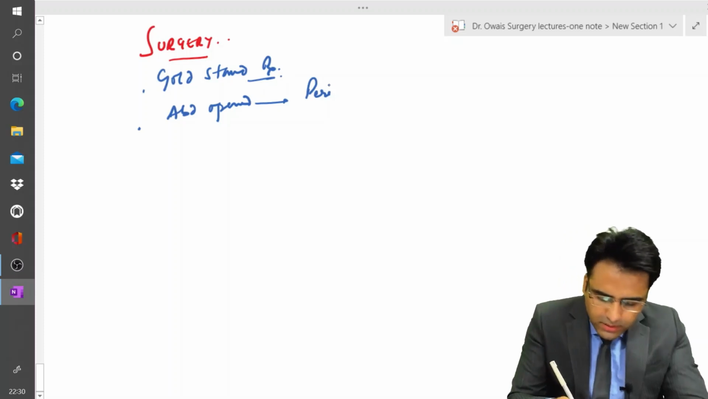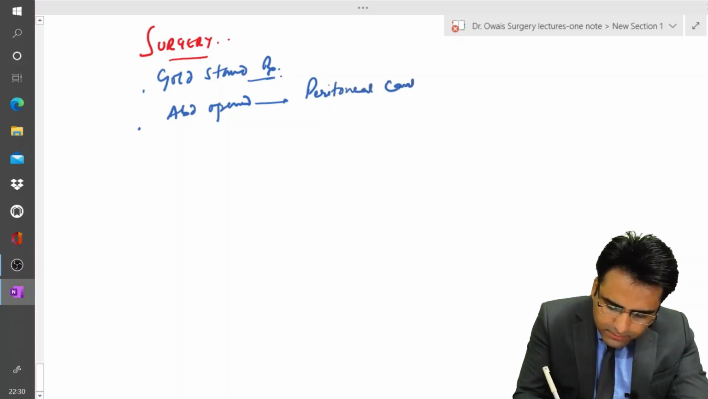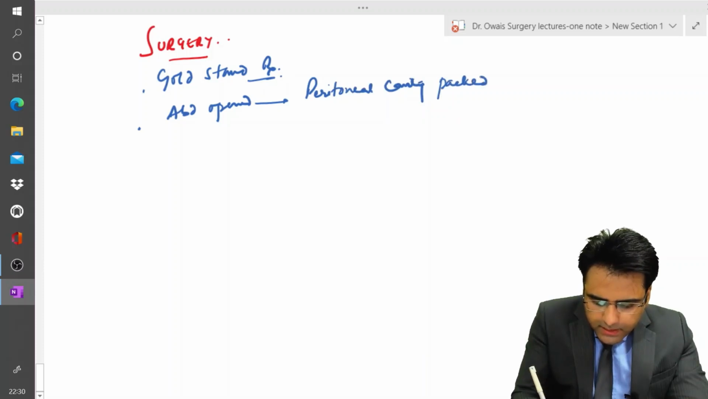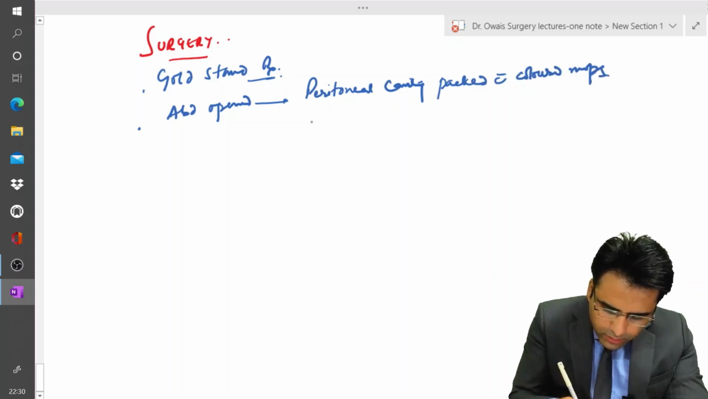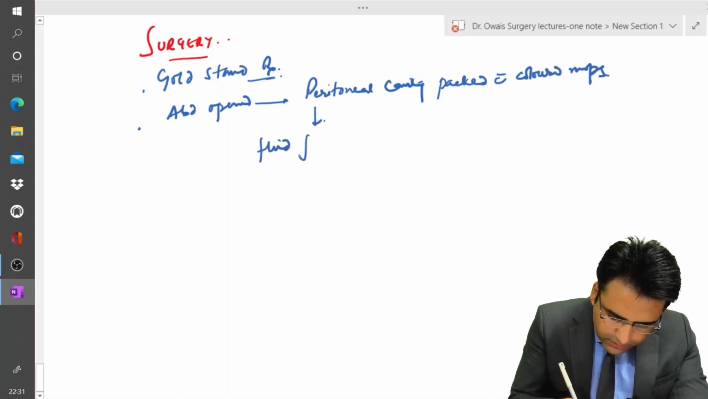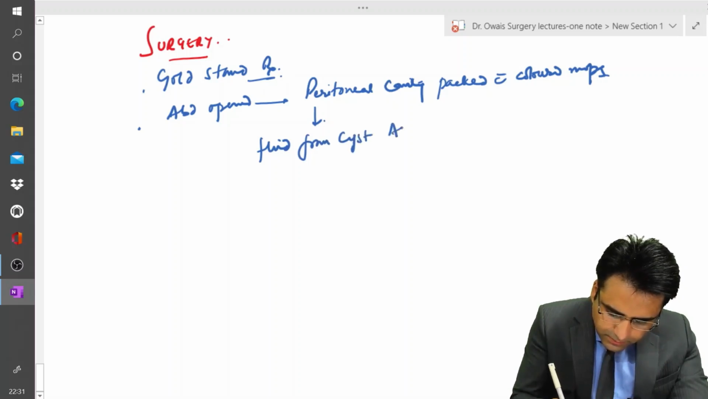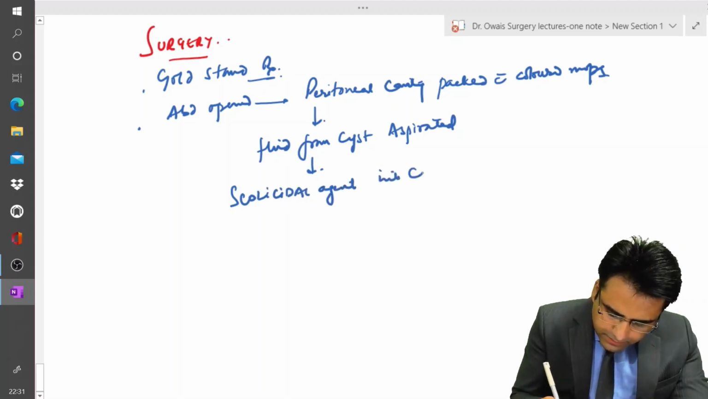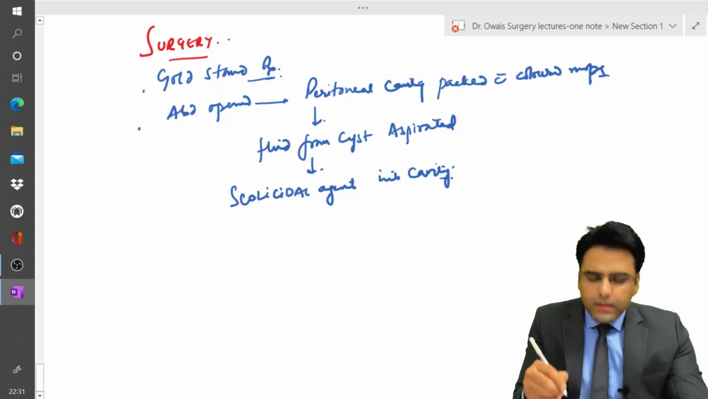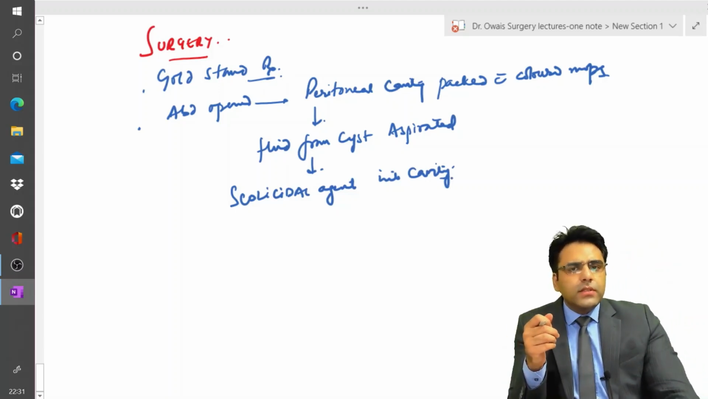So the peritoneal cavity is packed with colored mops. After that, the fluid from the cyst is aspirated, and after aspiration we inject a scolicidal agent into the cavity. The most commonly used scolicidal agent is 20% hypertonic saline with a contact period of 20 minutes.